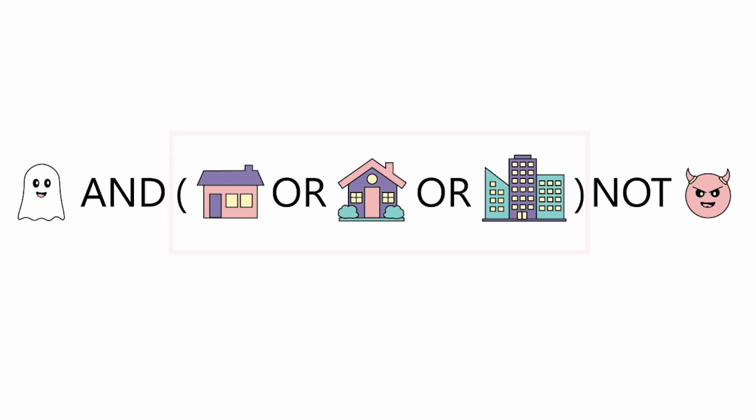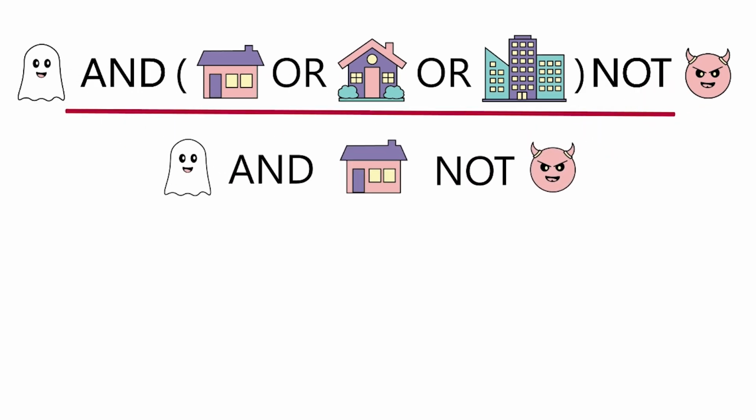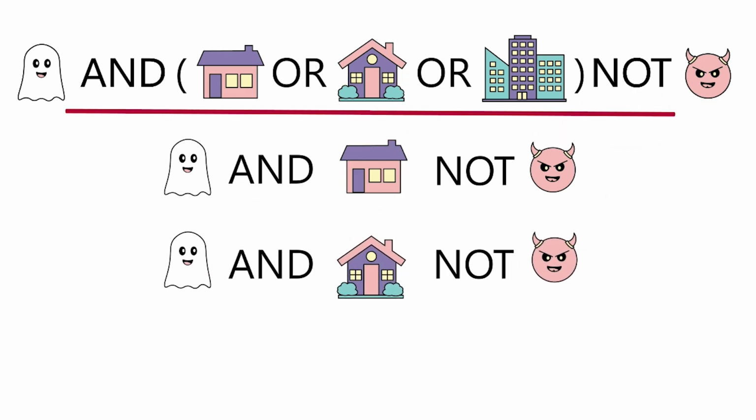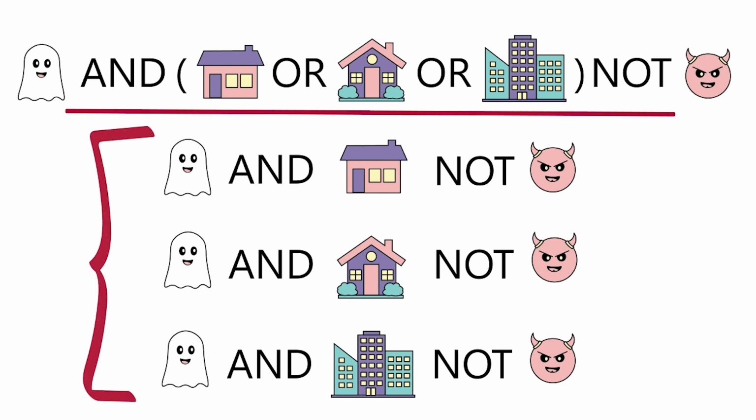The long search is moved to the top of the screen and a line is drawn under it. Additional searches appear on screen with the icons representing the words flying into place. Ghost AND house, NOT demon. Ghost AND home, NOT demon. Ghost AND building, NOT demon. A red bracket is drawn, including all three of the smaller searches, showing that they are part of the larger search. So in our example, the search actually looks for ghost AND house, NOT demon, OR ghost AND home, NOT demon, OR ghost AND building, NOT demon, all at the same time.